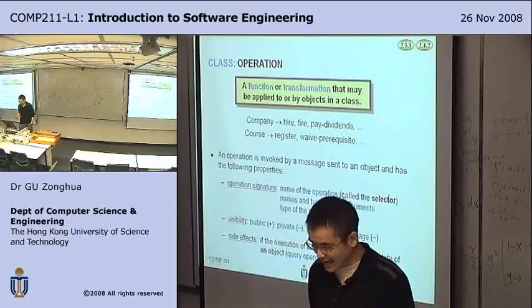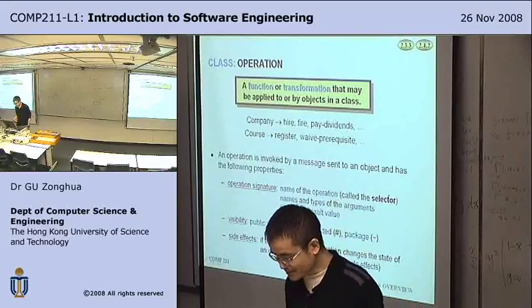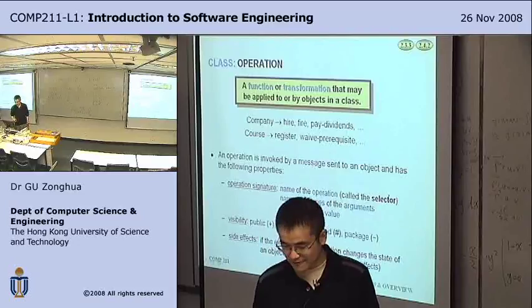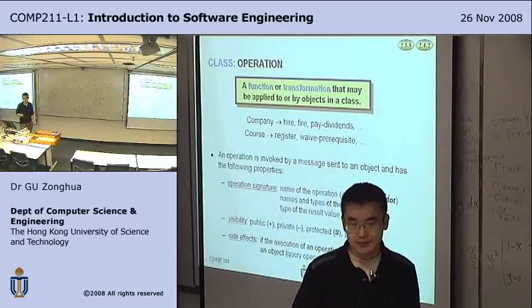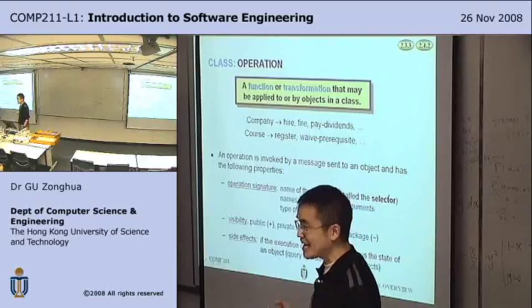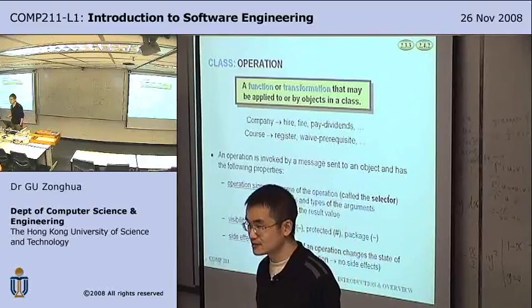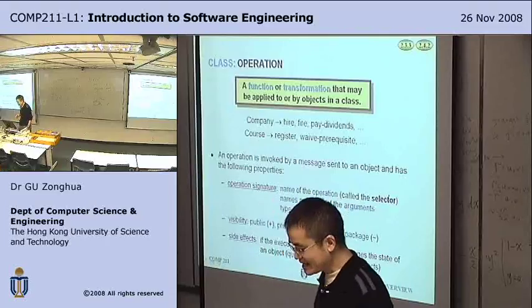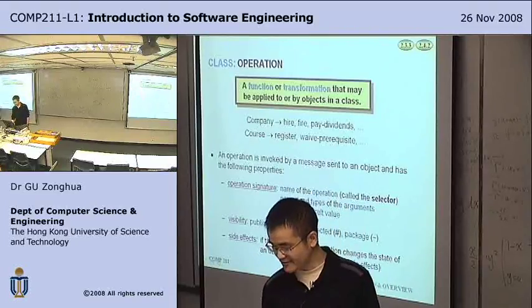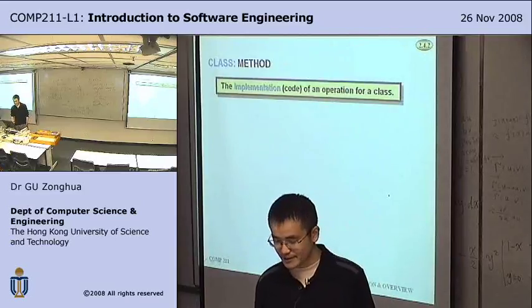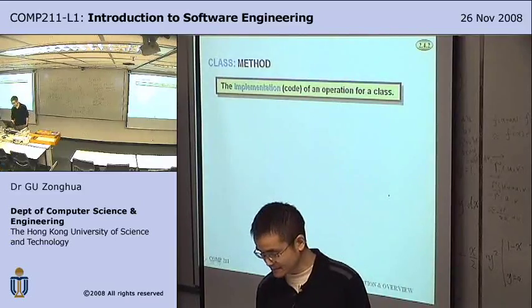So an operation has a signature, visibility, and side effects. For the bank account example, balance is an operation with no side effects, because it doesn't change the state of an object. But deposit and withdraw have side effects. They change the state, that is the balance value. So a method is an implementation of an operation.